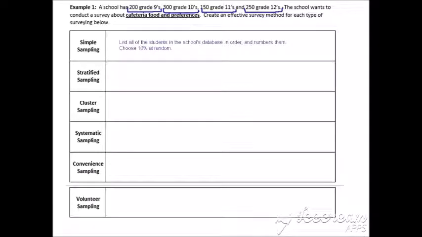Okay, now stratified. So let's still base it on 10%. To survey 10% of the student body, we would survey 20 grade 9s, 30 grade 10s, 15 grade 11s, and 25 grade 12s.